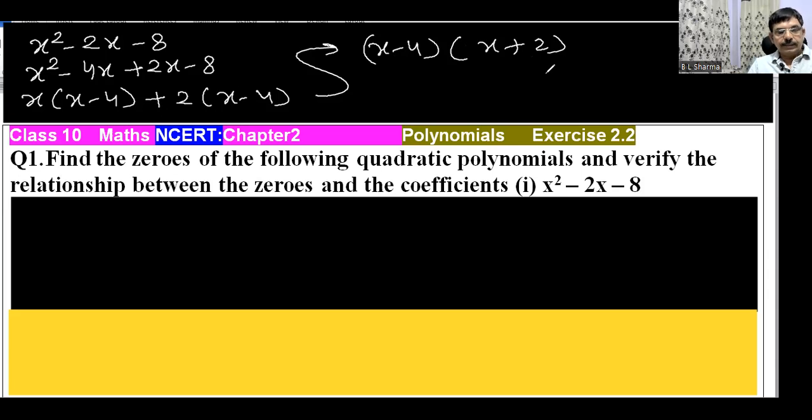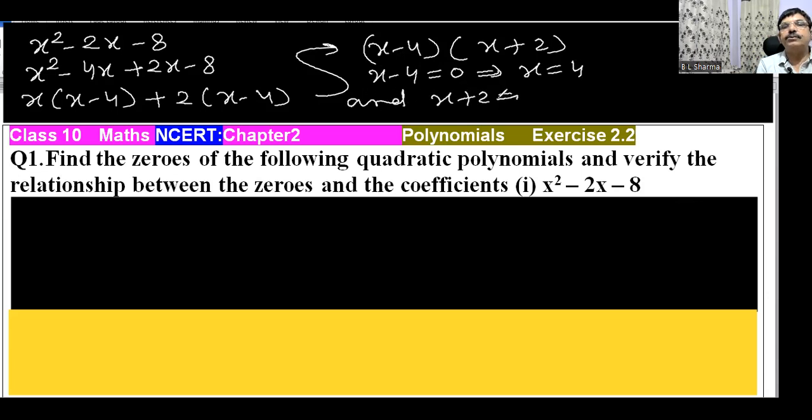Now to get the zeros, we put each factor equal to 0. To find the zeros, we must put each factor equal to 0. That is why x minus 4 is equal to 0, so x is equal to 4, and the second factor x plus 2 is equal to 0, that is x equals minus 2. Therefore, the two zeros are plus 4 and minus 2.